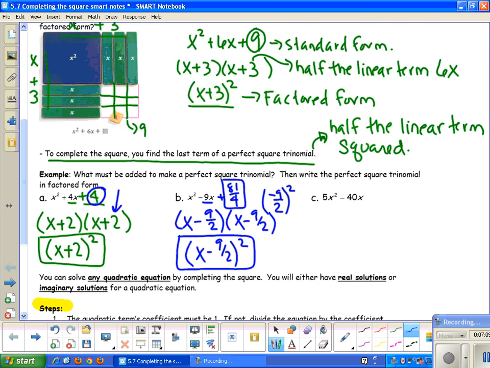So for the next one, let's go ahead and just skip this one for right now. We'll talk about when we have a coefficient in front in a little bit.